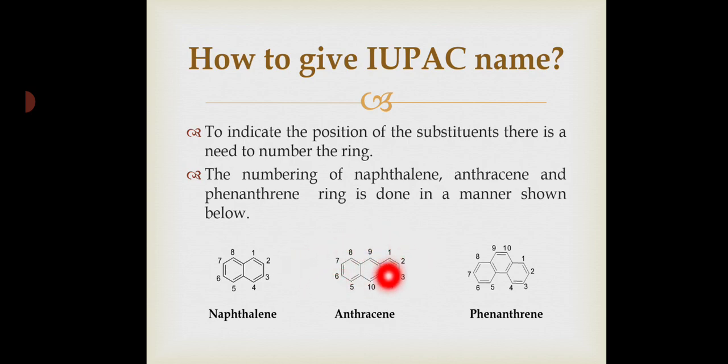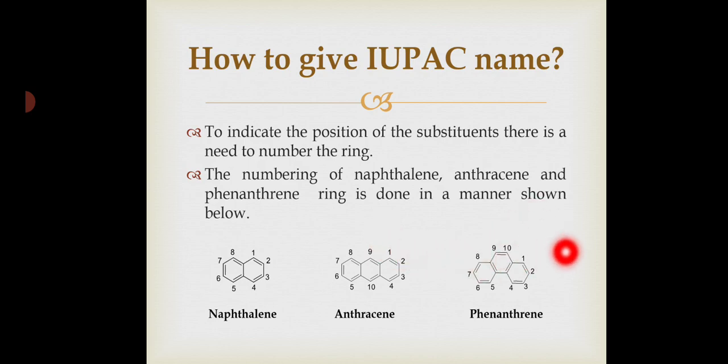Similarly, in anthracene, the numbering starts from this carbon and goes like this: 1, 2, 3, 4, 5, 6, 7, 8, 9, 10. So, the numbering starts from the outermost ring, which can be this or this, and 1 can be this carbon or this carbon or this carbon or this carbon, and the other numbers go accordingly.